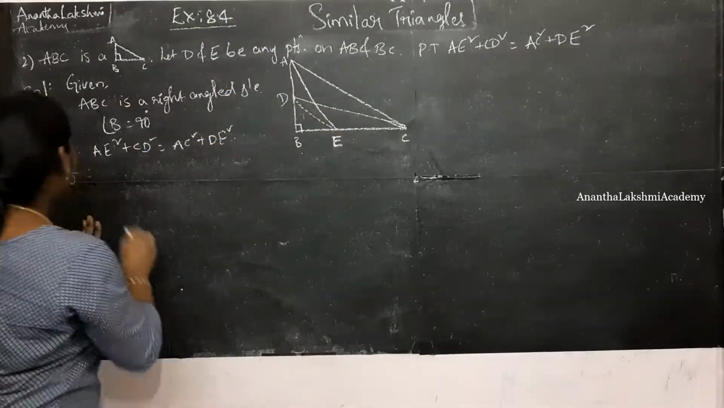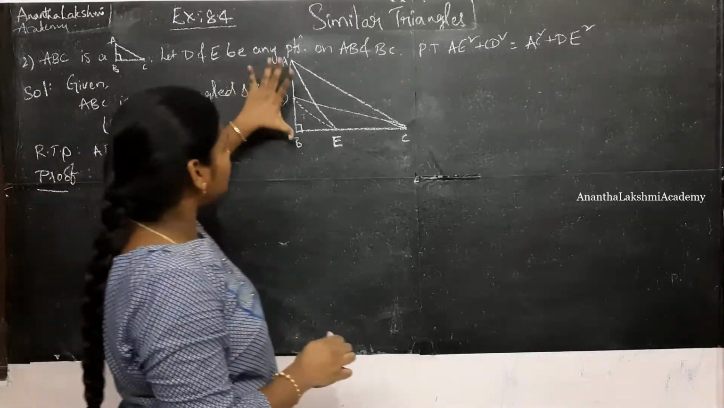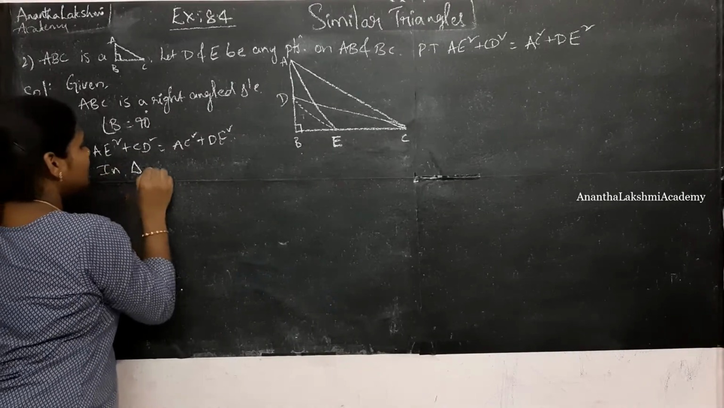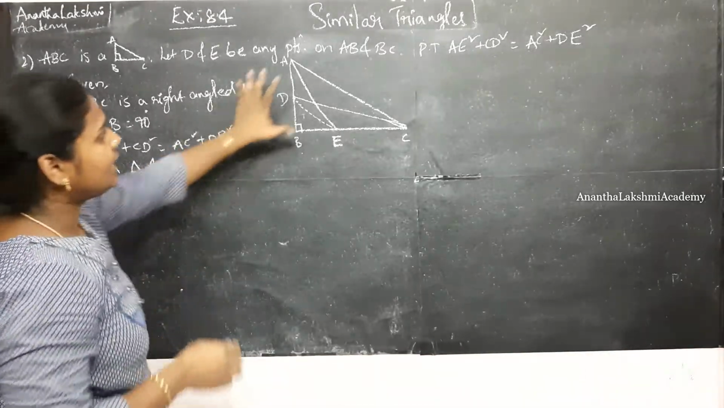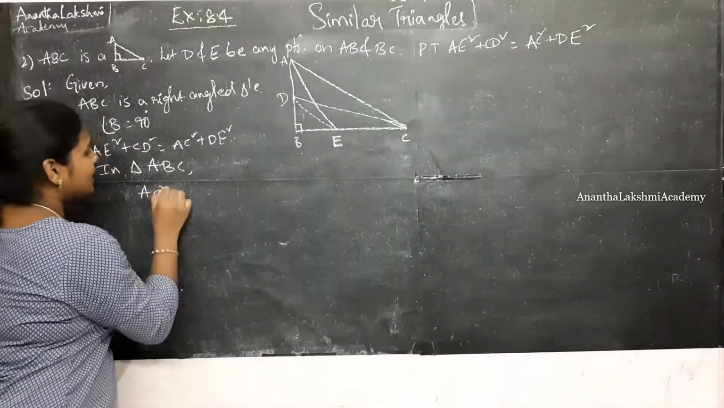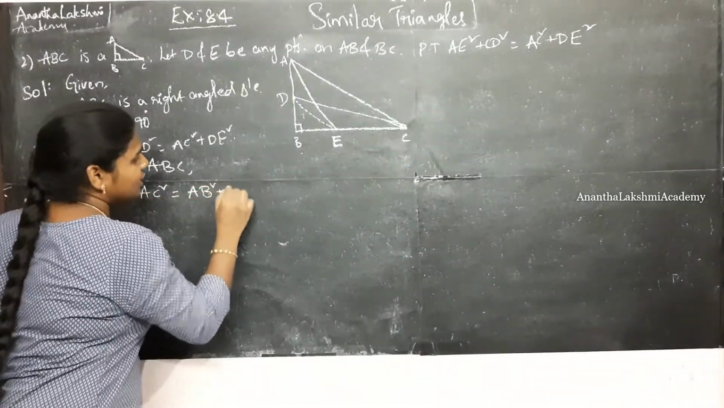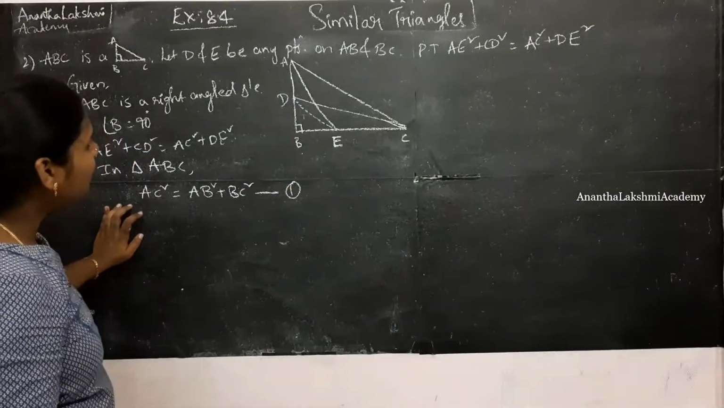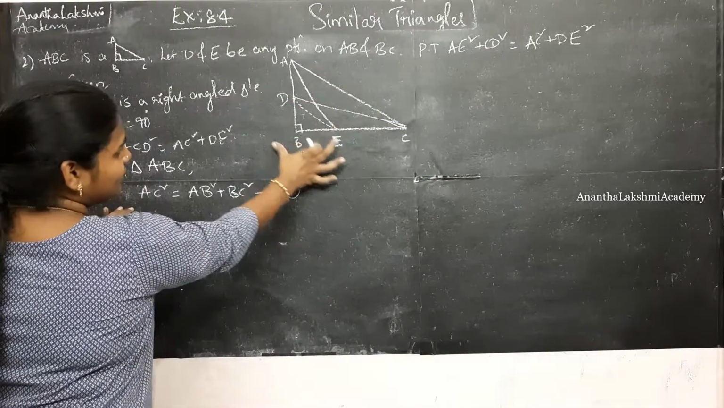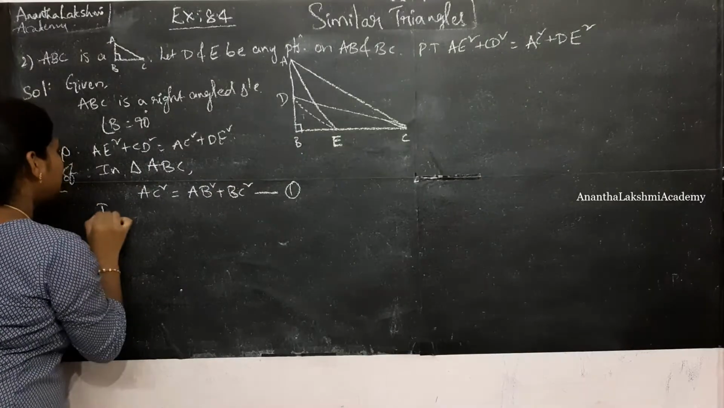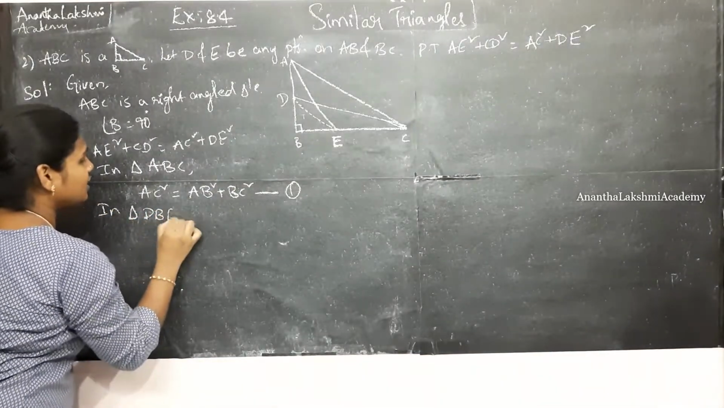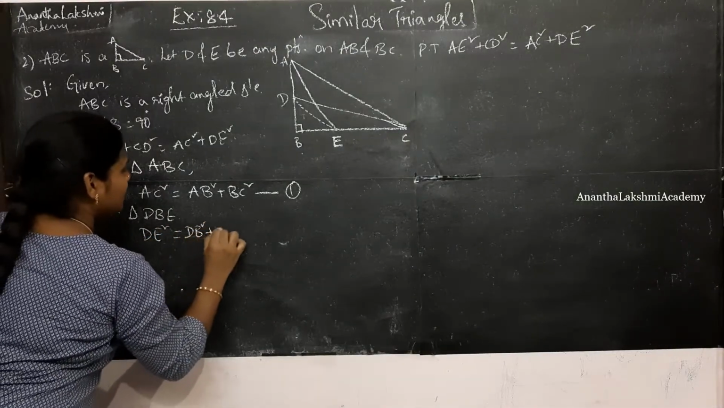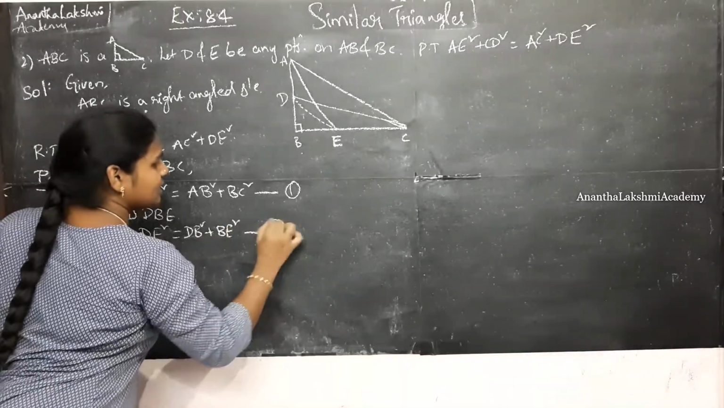Okay. So, within the proof, now what are we going to do? We are going to consider the bigger triangle first. Okay. In triangle ABC, using Pythagoras theorem, what can we write? AC square is equal to AB square plus BC square. This is equation 1. Now we are going to consider the smaller triangle. In triangle DBE, DE square is equal to DB square plus BE square. Okay, this is equation number 2.